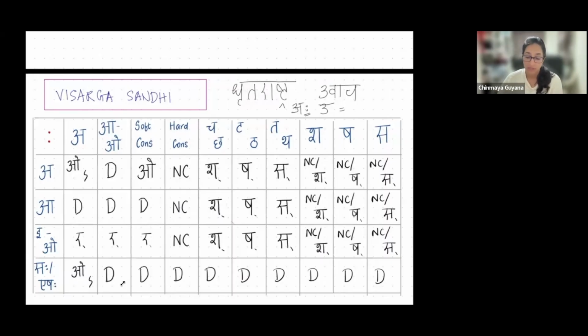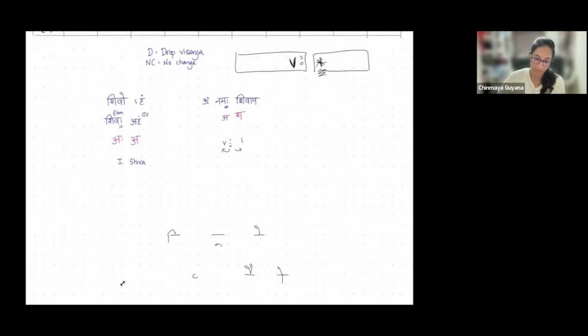So the symbol in the table tells you what to do with the Visarga. The only exception is when you have the avagraha as well. The avagraha applies to the next word. The a in the next word is what the avagraha applies to. So we'll do all the examples out. I'll go through them slowly. You keep checking your table, and hopefully at the end, everyone will be clear about it.